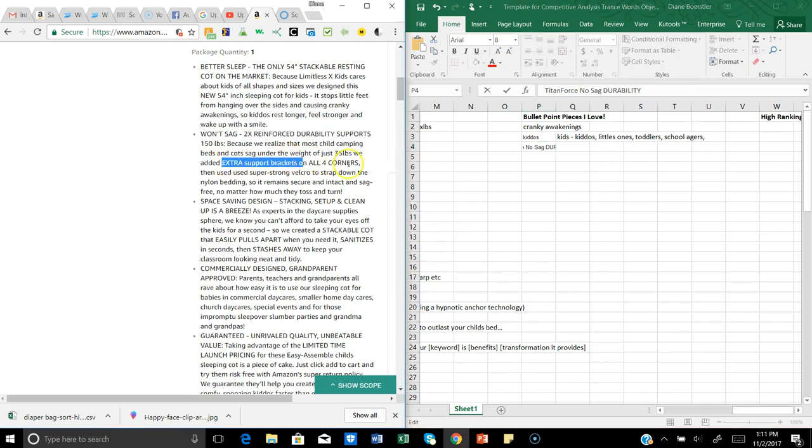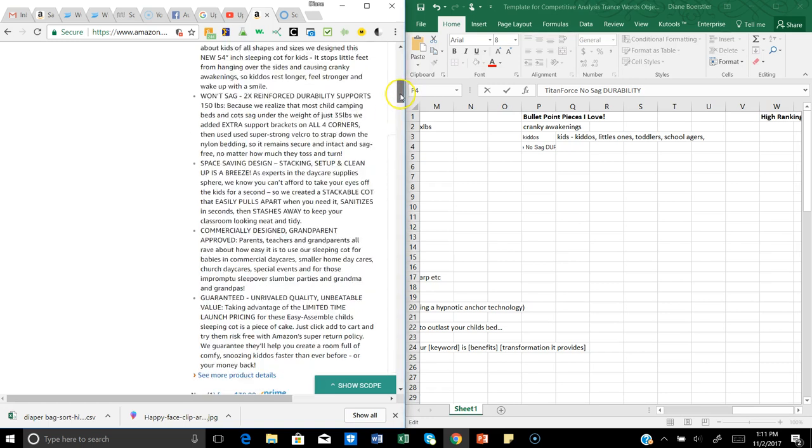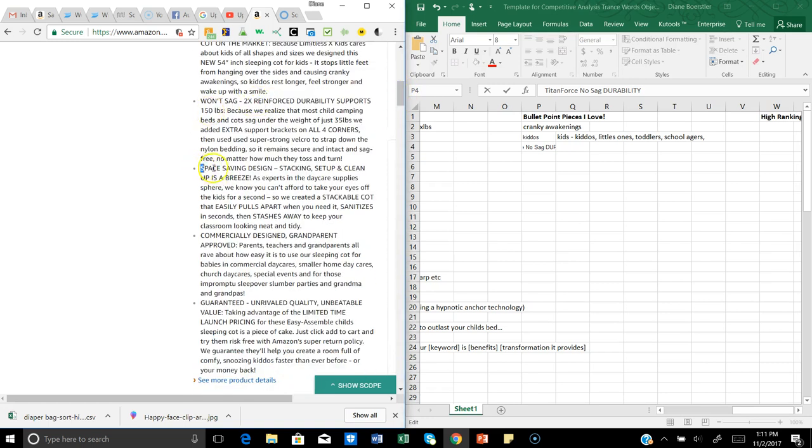Okay, let's see here. We mentioned there are extra support brackets in all four corners. Remember in the last one we saw that they busted, right? And that the material had ripped out? We don't want that. We want to show that, hey, this is going to be the best thing. People were asking, where does it fit?